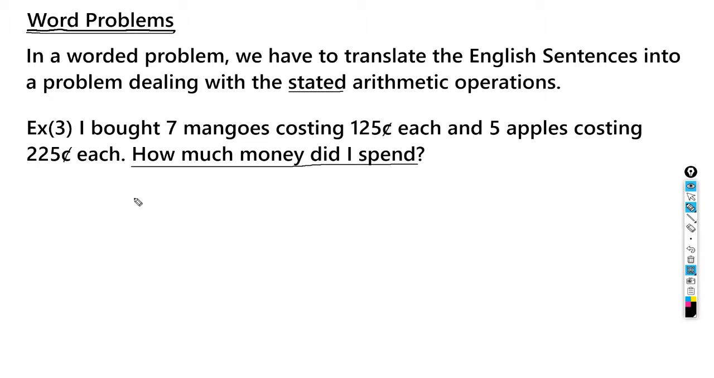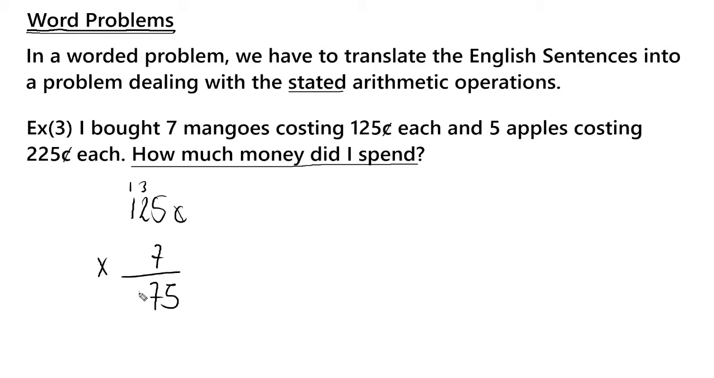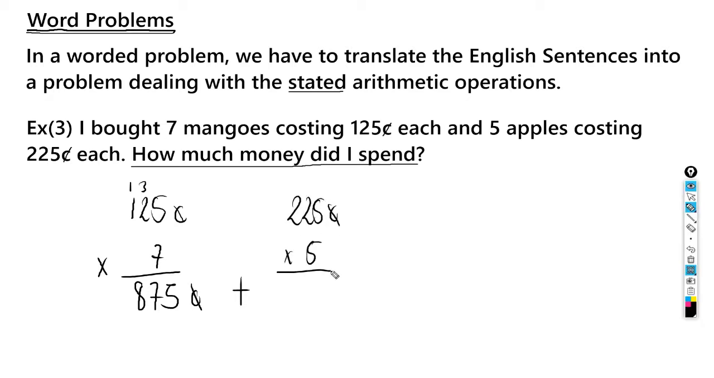So it's 125 cents multiplied by 7 mangoes. So let's just multiply that. 7 times 5 would give me 35. 7 times 2 would be 14, so that would be 17 plus the 3, so that's 7. 7 times 1 would give me 7 plus 1, which is 875. Cool, 875 cents. Then I have to add this to the apples, the total number of apples I bought. So 225 cents multiplied by 5 is for the apples.